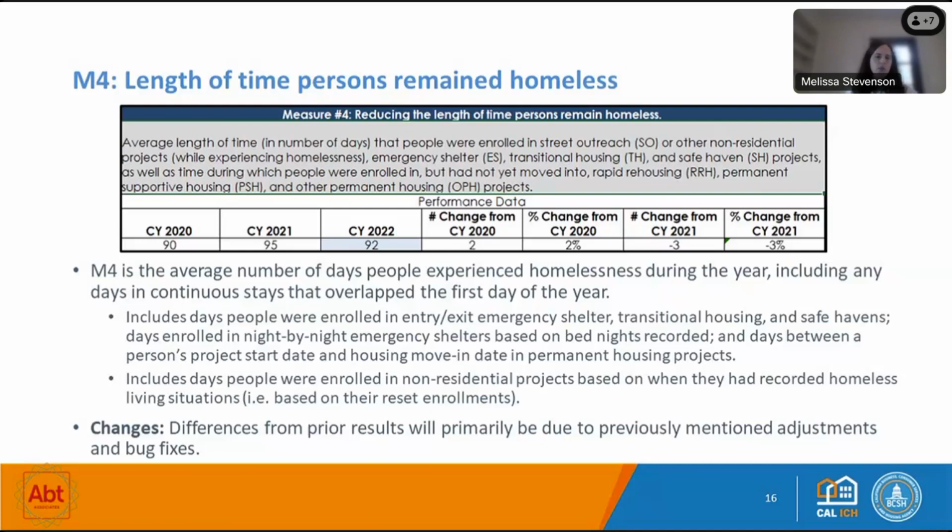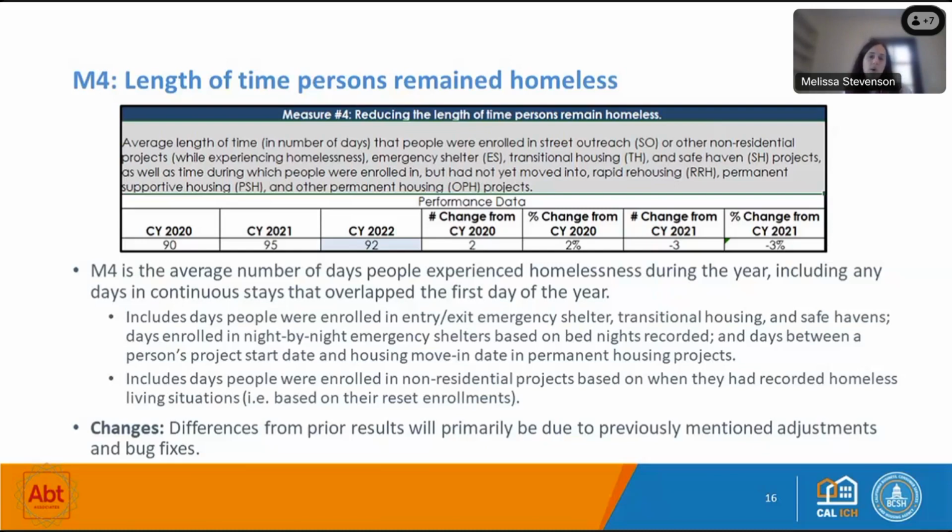That's pretty straightforward. Between the day the person entered and the day they exited, those days count. Then there are also days when they're enrolled in night-by-night emergency shelters, but there are some adjustments made based on when bed nights were recorded. If you are interested in more details on that, the supporting documents on CalICH's website go into that more, and I will point you towards those later in the presentation. Just know that there are some slight nuances to how days homeless is calculated for different project types.